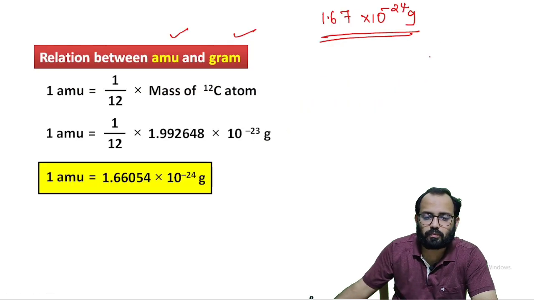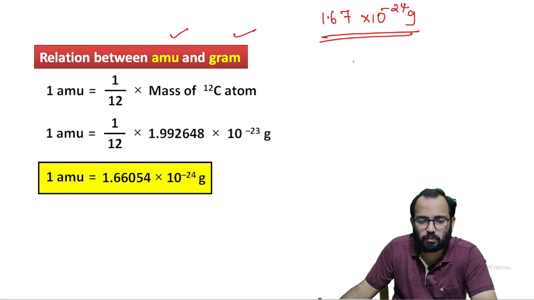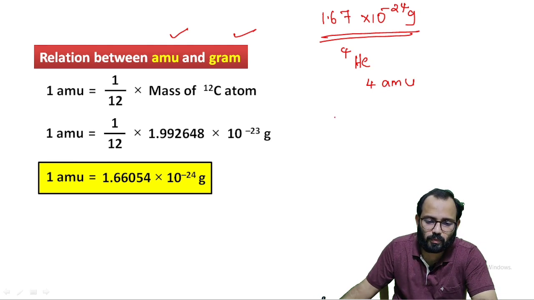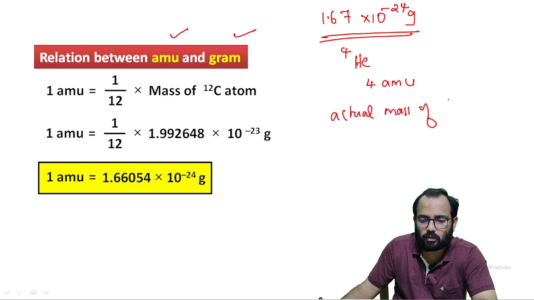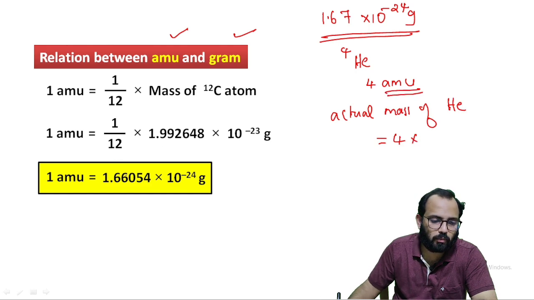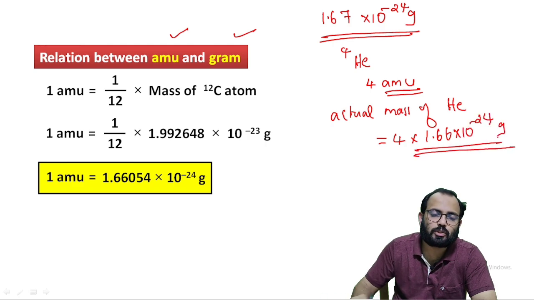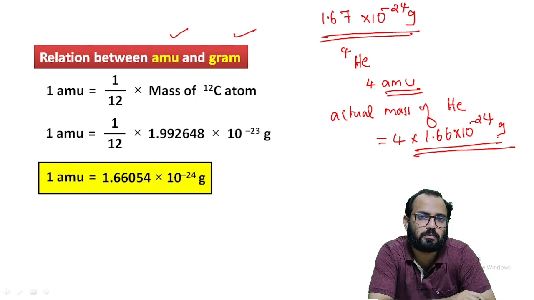So look at that. If I have the mass of one particular element, let's say helium, and I'm representing the helium mass as 4 AMU, then if somebody asks what is the actual mass of helium, you have to find it by multiplying 4 into the value of 1 AMU, which is 1.66 into 10 power minus 24 gram. This is the actual mass of a helium atom.